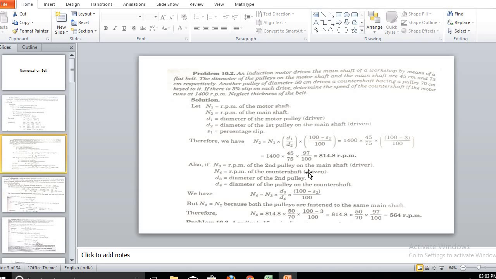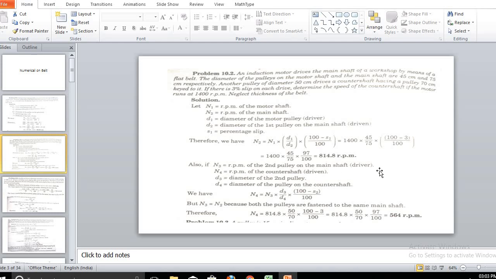So from now this RPM is given to the N3. So N3 is now considered as 814.8 RPM, and that is given to the another pulley. So it is a compound belt drive.